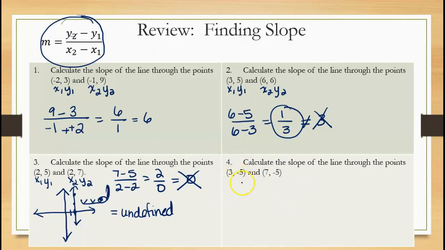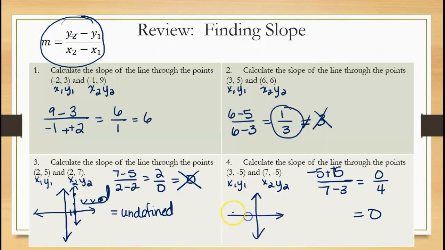For number 4, you should have labeled first, x1, y1, x2, y2, and you should have subtracted your y's on the top, subtracted your x's on the bottom. Negative 5, remember keep, change, change when you have those two minuses together. Negative 5 plus 5 is 0. 7 minus 3 is 4. 0 divided by 4 is 0. 0 slope is fine. What that means is, if this is our coordinate plane, we have a horizontal line where y is equal to negative 5. So it goes through right there. Nice job.